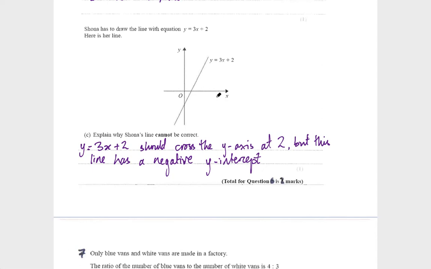Because otherwise we've got no scale on this, and if it was something above the axis like that, anywhere above the axis would be fine. We wouldn't know for sure that it wasn't the right line. But because it's below the x-axis where it crosses, we know that that can't be an intercept of plus 2. So that's an important part of that answer.